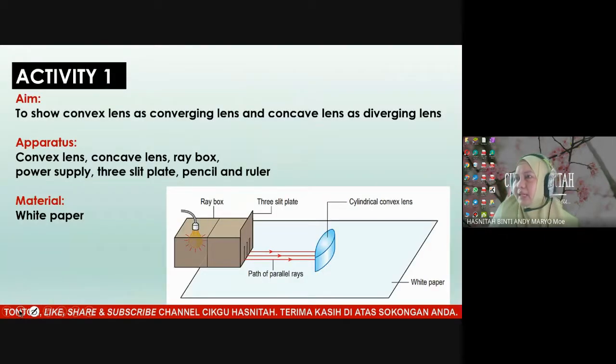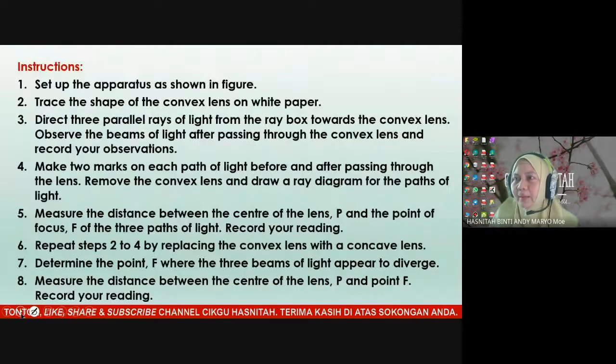So this Activity 1, you can find in your textbook. It is written there as Activity 6.7 on page 251. This is an activity to show a convex lens as a converging lens and a concave lens as a diverging lens. So if you have lenses at home, you can try this activity at home. So these are the procedures of conducting this activity.